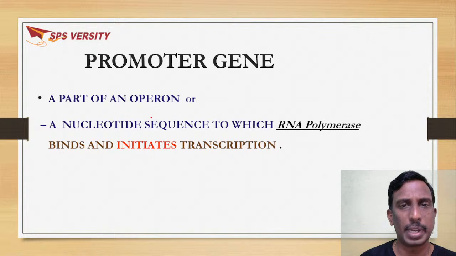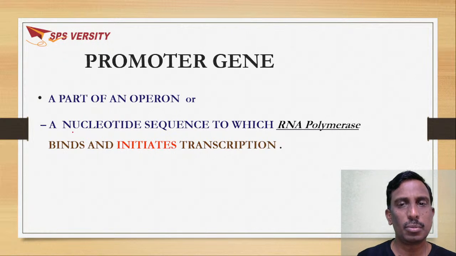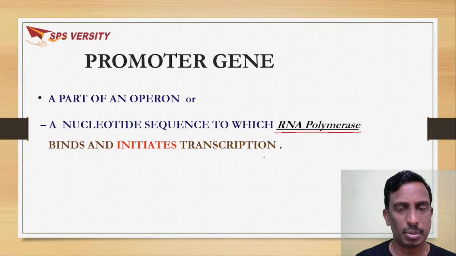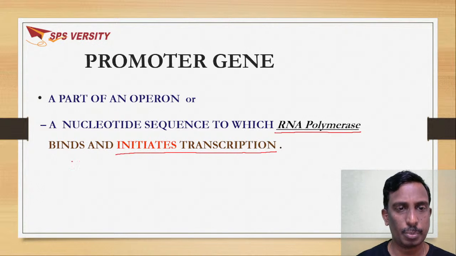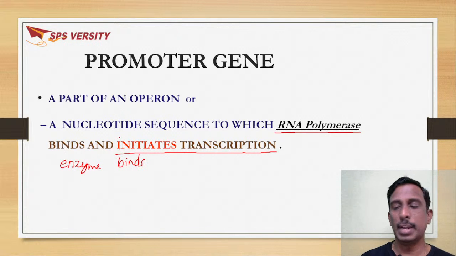Next, the promoter gene. It is a nucleotide sequence to which the enzyme RNA polymerase will attach. RNA polymerase is an enzyme which initiates transcription. So the promoter is the place where the RNA polymerase binds.